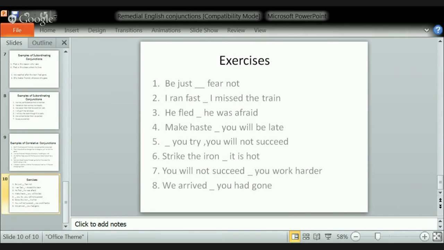What is the right time? What is the time to strike it? Time, right? So until it is hot, you can strike the iron. Otherwise, it doesn't make sense, because otherwise the iron cannot be struck well, right?